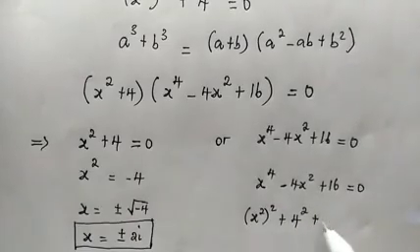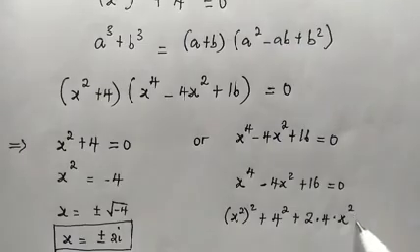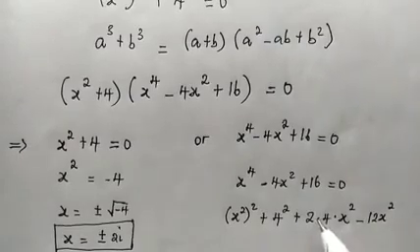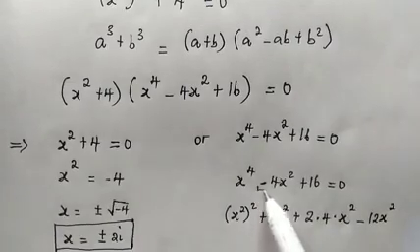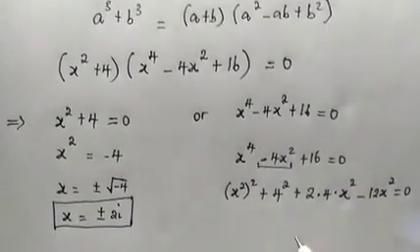Then we add 2 multiplied by 4 multiplied by x squared, and then we're going to also subtract this. Remember, we have 2 times 4 is 8, then x squared. So this is 8x squared, so we must subtract 12x squared. You know why? Because 8x squared minus 12x squared will give us this negative 4x squared. And then we have this equal to 0.